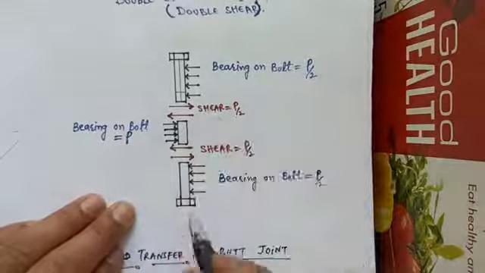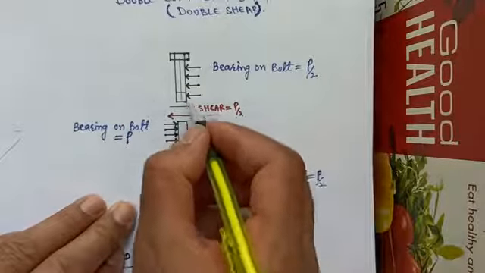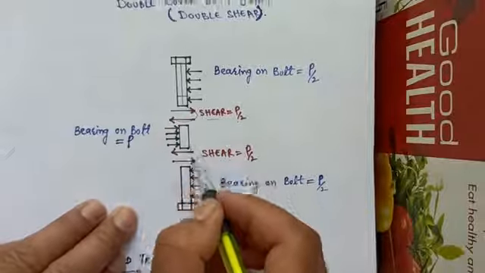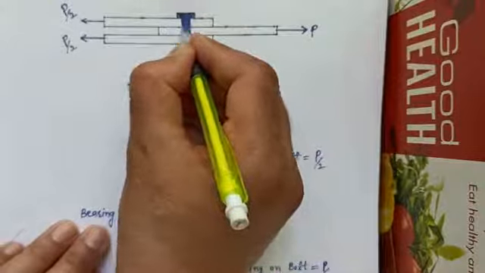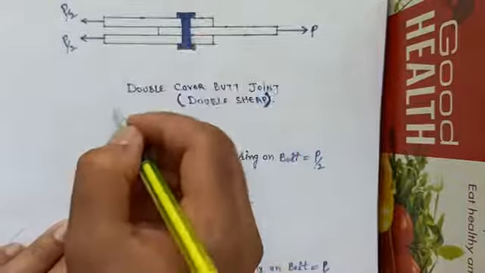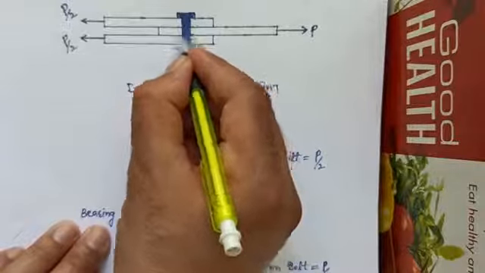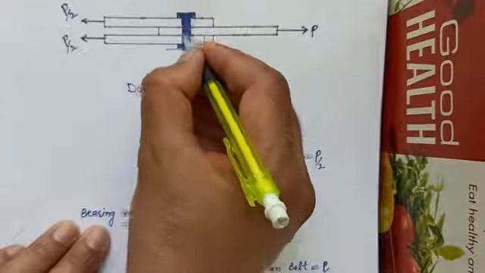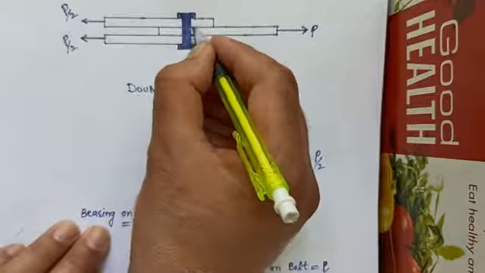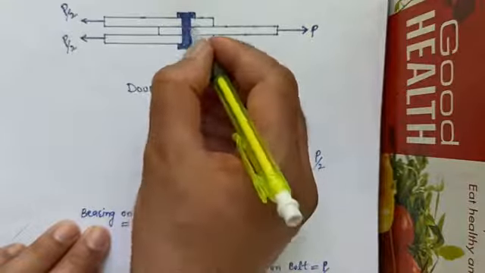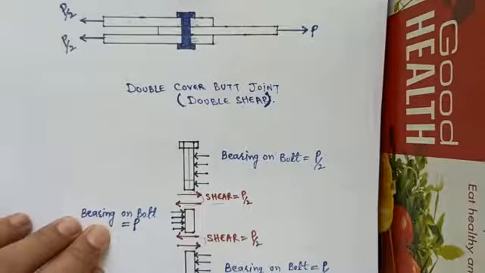So we will have a shear of P by 2 developed at this interface and at this interface. That is, at this interface we will have shear force developed as P by 2, and at this interface we will have shear force developed as P by 2. So there are two planes of shear failure, or there is a tendency of the bolt to shear at these two locations. So we call it double shear.